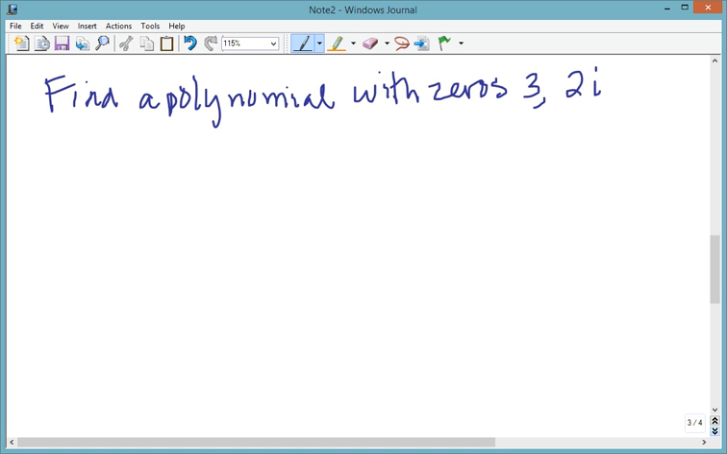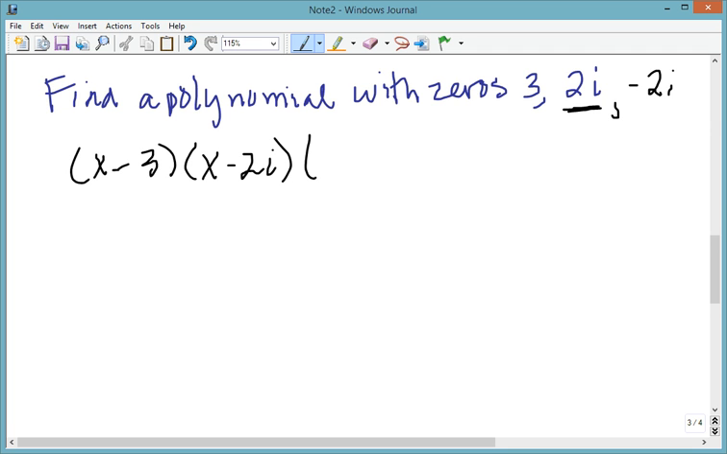I really want 3 zeros. Since this is an imaginary one, what do we have to use? We have to have the conjugate. So that means negative 2i is also a zero. Okay, so those are my 3 zeros. I'm doing a third degree polynomial. So that means my factors are x minus 3, x minus 2i, and x minus negative 2i, which would be plus 2i.